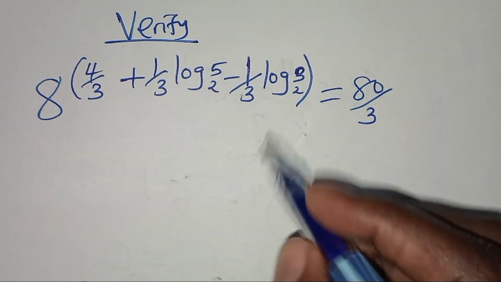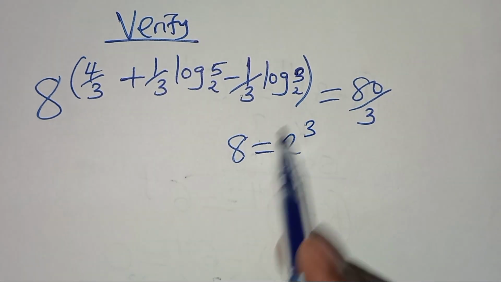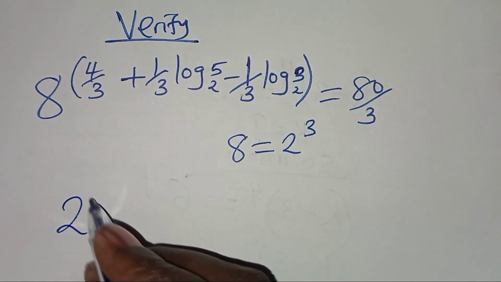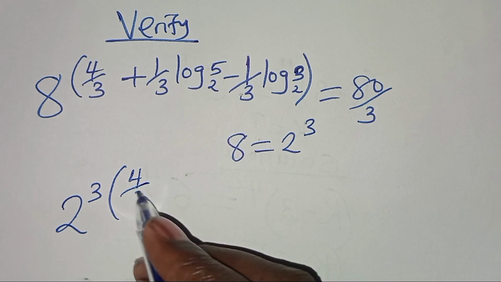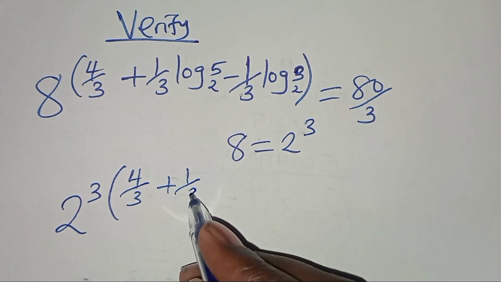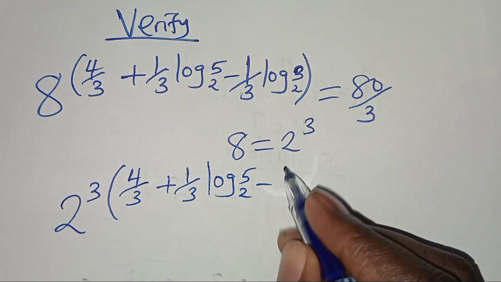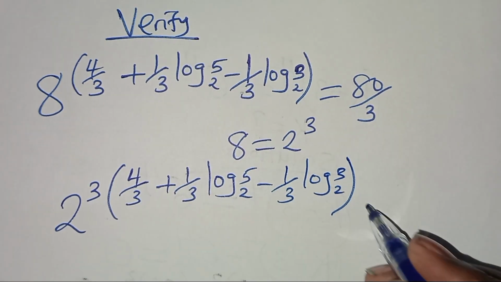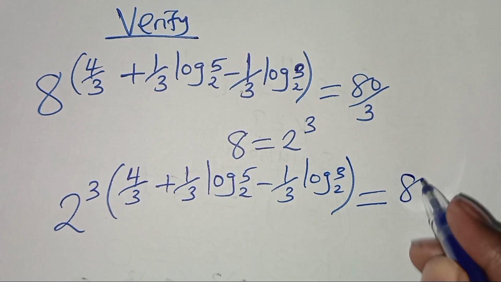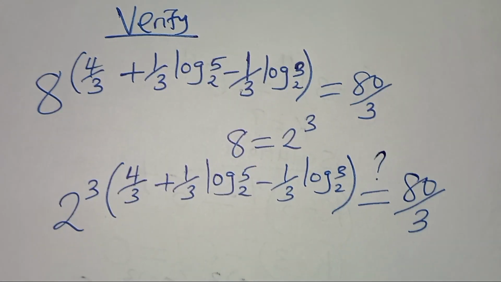Now from here, we can express 8 as 2 to the power 3. Substituting this, we'll have 2 to the power 3 into the parentheses here, we have 4 over 3 plus 1 over 3 log 5 to base 2 subtract 1 over 3 log 3 to base 2. Now this is equal to 80 over 3. This should give us a value of 80 divided by 3.